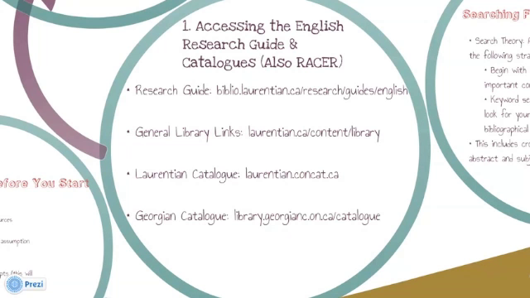that's going to help you with your research. This guide is incredibly helpful. It really condenses everything you're going to need in one place. So this saves you from having to look up journals or databases alphabetically. So other general library links that will be important will be laurentian.ca/content/library. And that's where you're going to get access to our other services like Racer, like RefWorks, other research guides, all of that stuff. It's all going to be there.